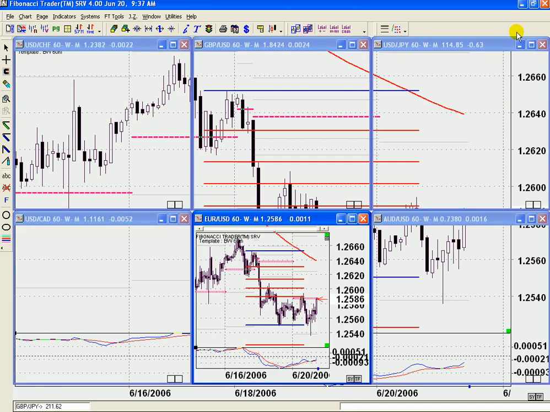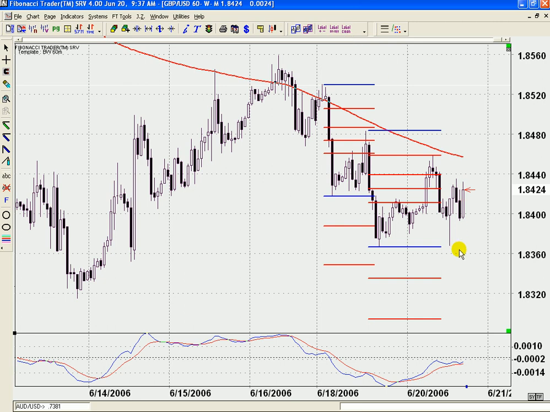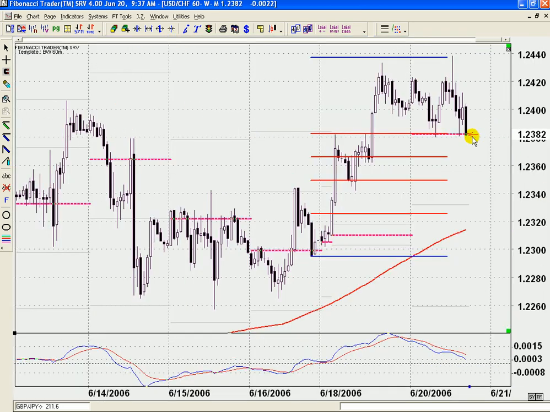Let's look at one more cross here. Let's look at the British pound cross, and where is it? British pound was lagging the others in the European session, and has come down and tested the previous day's low and rejected. And I think that is it. Just going back to our Swiss franc here, but that is it.